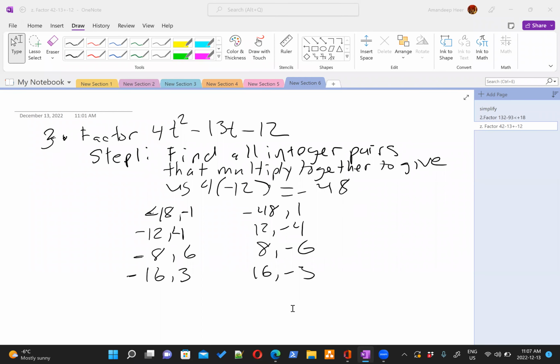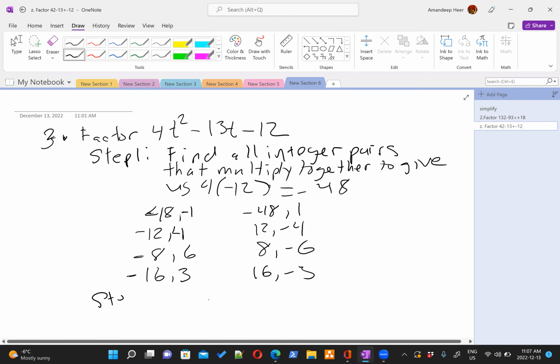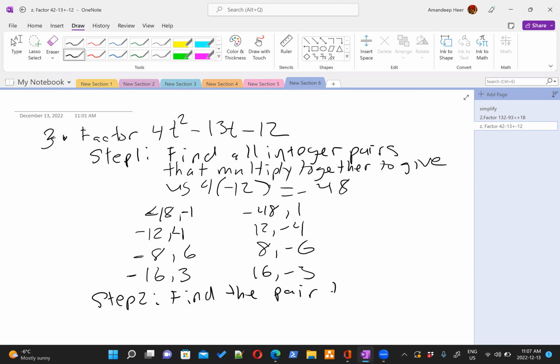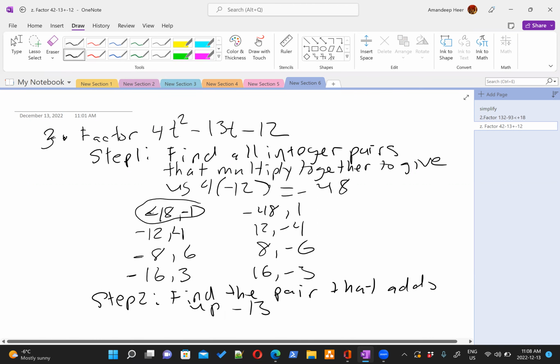Hi everyone. So let's continue on. If you get the other four pairs, this is what you're going to get. These are the pairs, and now step 2 is the same as before. You want to find the pair that adds up to -13. Again, the same thing. If you look at the first pair, what's 48 plus -1? It's 47. So that's not going to work.